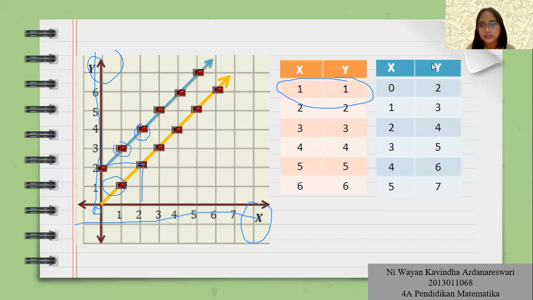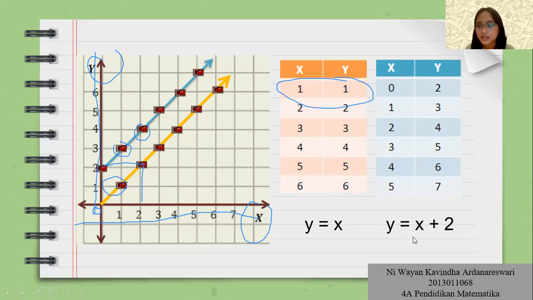Here we got the equation, which for the yellow line is y is equal to x, and for the blue line is y is equal to x plus 2. For the yellow line, you can see y is equal to x. This is true because 1 is equal to 1, 2 is equal to 2, and 3 is equal to 3.